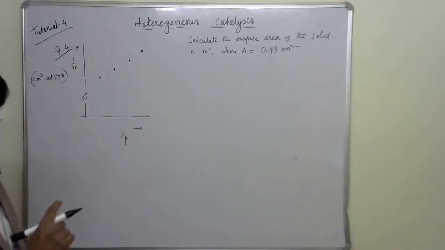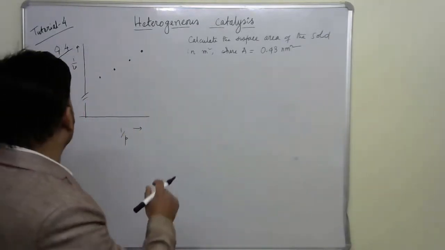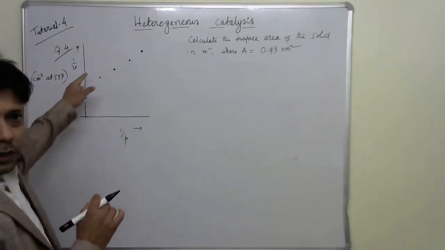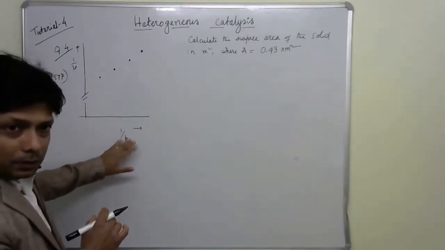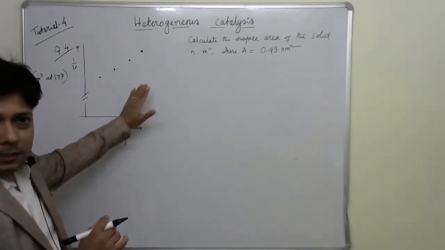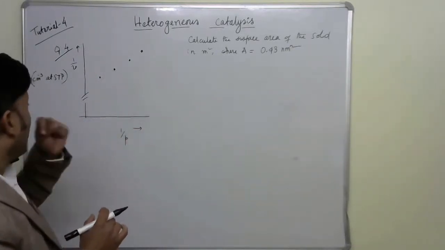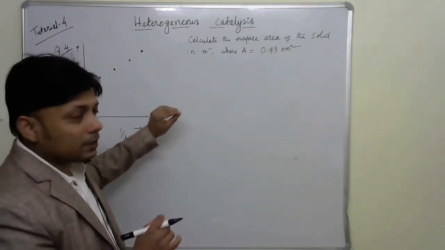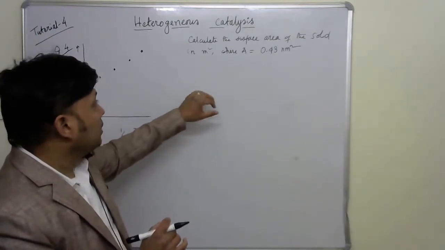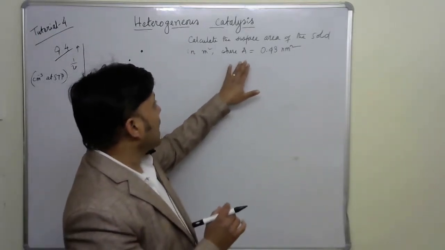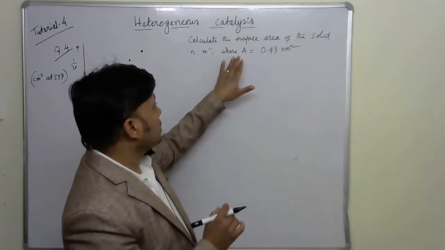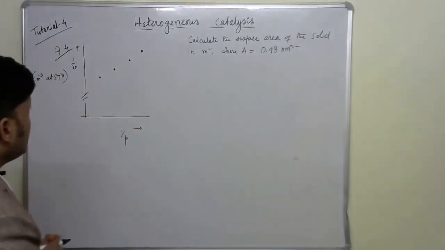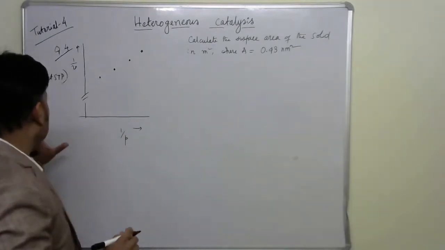So in question number 4, we have been given a graph plot of 1 over V versus 1 over P, and some data points are there. We have been asked to calculate the surface area of the solid surface in meter square, where the cross section of the adsorbed gas molecules, meaning the cross sectional area, is 0.43 nanometer square. So let's first try to understand what is given.